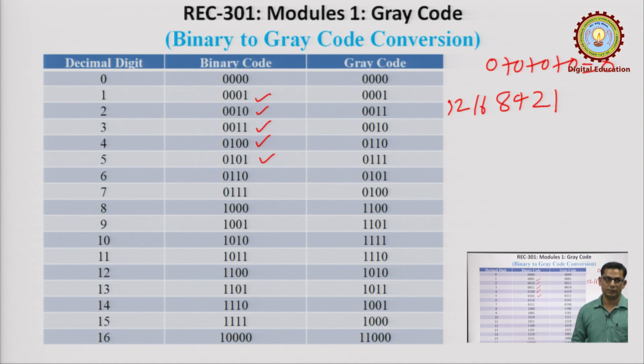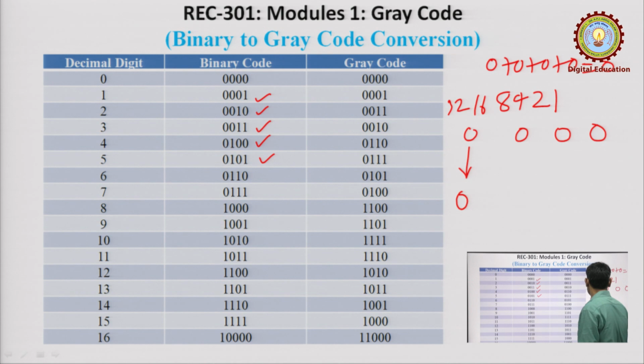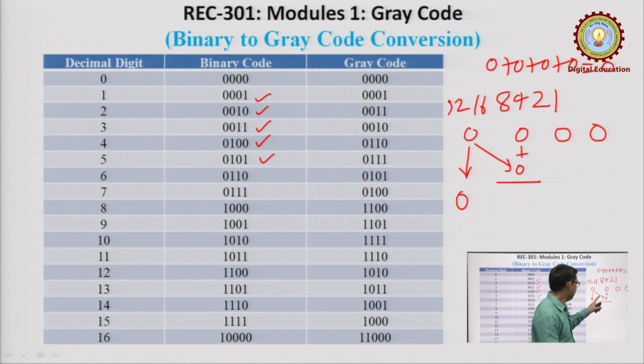Whatever the binary code is, we can get the gray code. Like for 0 0 0 0, as per the rules the MSB will be copied as it is and we will add it to the next one. So, plus 0, this will be copied here. 0 plus 0 is equal to 0. So, we will get 0.